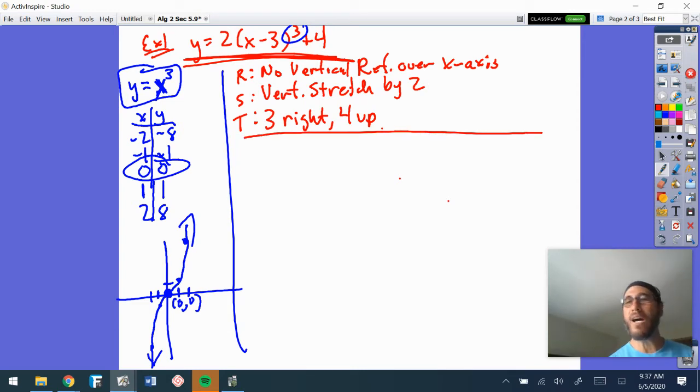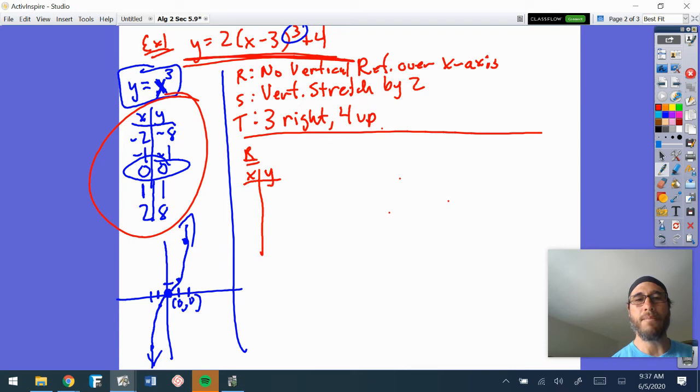Okay, and then what do we have to do to get this problem? Well, believe it or not, we've done all of this before, right? But I'm going to use this table of values this time. All right, so for the reflection, what's my new table of values look like? Same exact. There was no reflection, so I end up with the same thing.